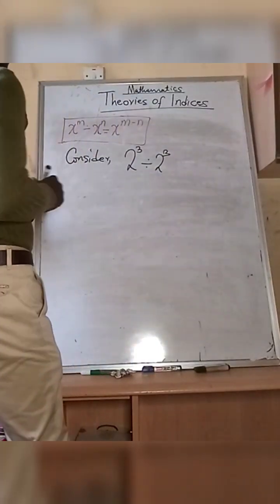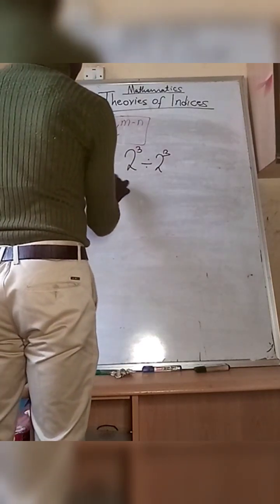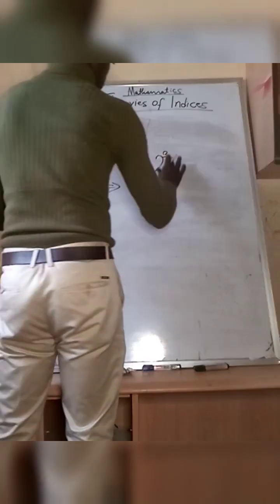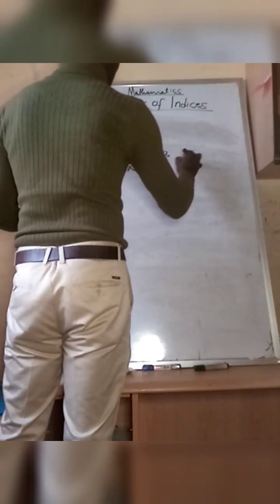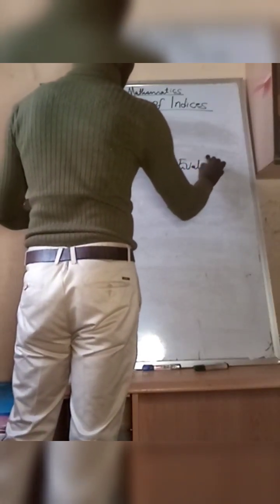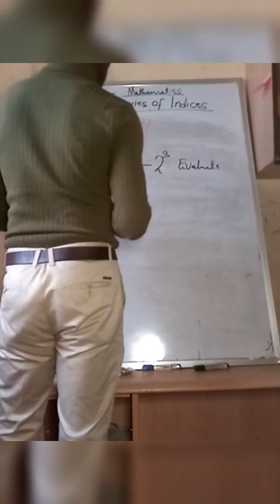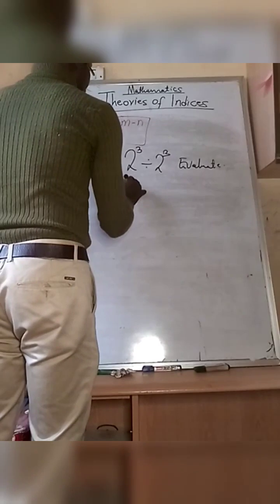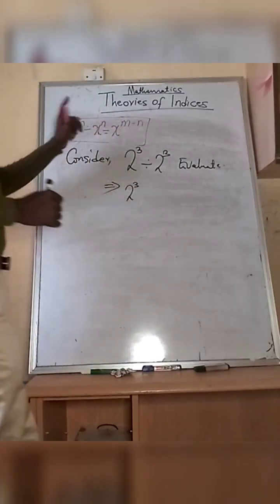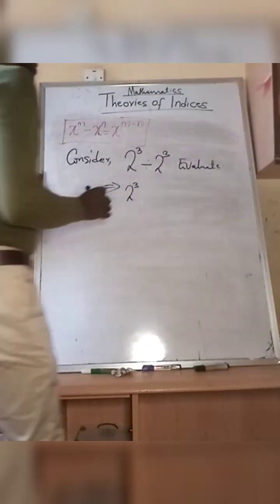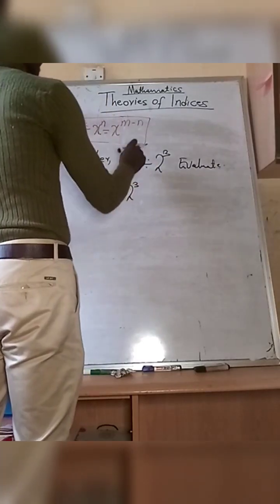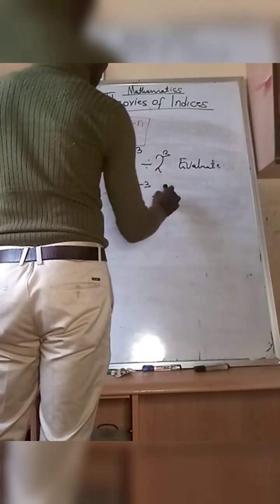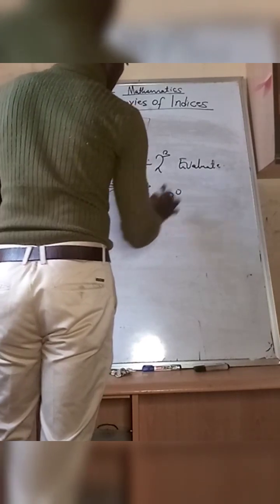If we are given something like this, it implies that we want to apply the law. If you are told to evaluate, now this is what you do. 2 raised to the power 3 divided by 2 raised to the power 3. By reason of this law, they have the same base and we are dividing them. We simply subtract 3 from 3, and that gives us 2 raised to the power 0.